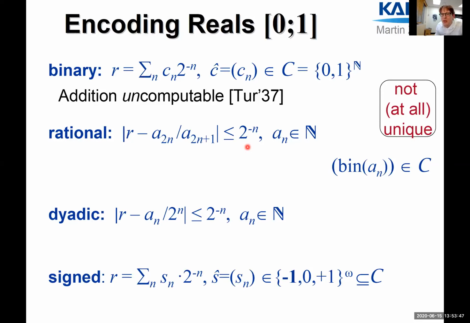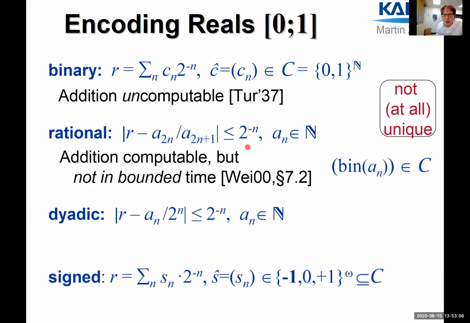And indeed, this was and still is popular among constructive mathematicians and in real computability theory. Here, addition is computable, but when we look more closely from the perspective of computational complexity, it turns out that here addition does not have a bounded running time that only depends on the output precision. We cannot measure things depending on the input precision, or input length as in classical complexity theory, because that's infinite.